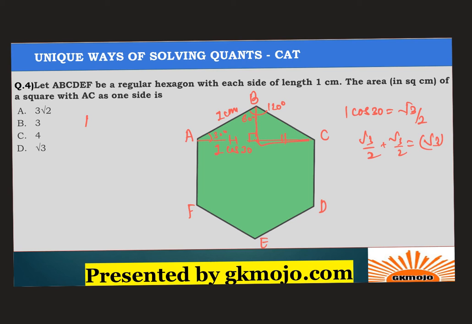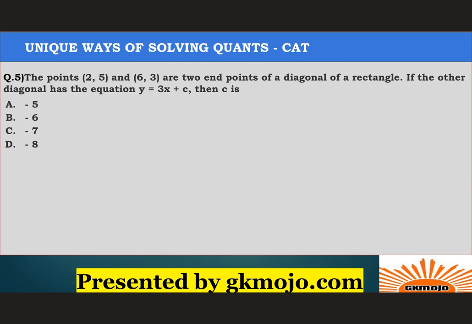Now if AC is equal to root 3, we want to find out the square with AC as one of its sides. So in a square all sides are equal, so the formula is root 3 squared, and this is your correct answer 3, which is option B. Again a very easy question, just playing with you guys.